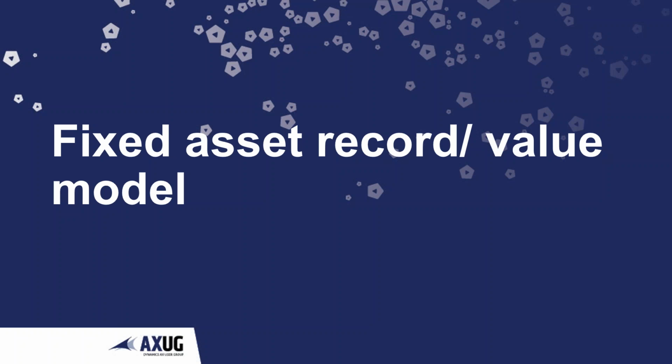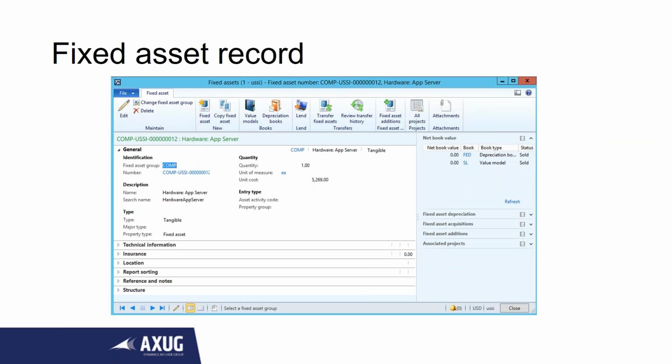Now the next thing I'm going to discuss is basically the fixed asset record and the value model and what the fields mean in AX. So we'll have some screenshots so we can get a better view of that. So here is the fixed asset record. As you can see, I have a fixed asset group, computers. I have my number, which is a number sequence. We have the name of the asset, the search name, and then all these fast tabs down here.